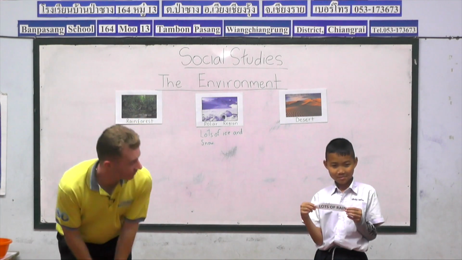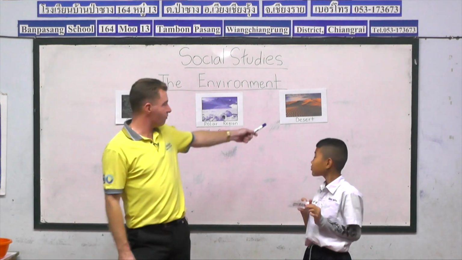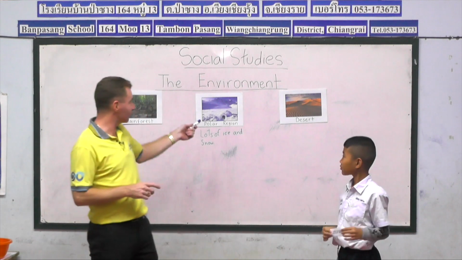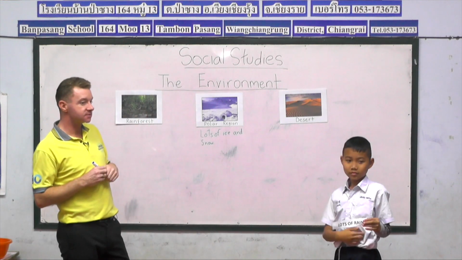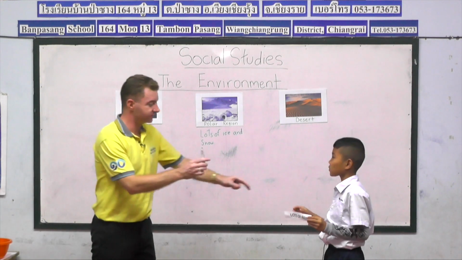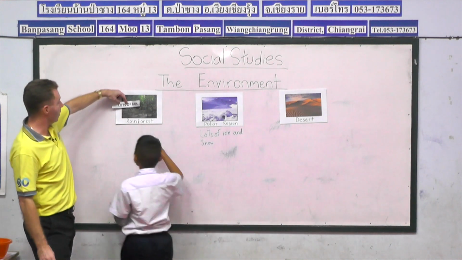So let's say lots of rain. So do we get lots of rain in the desert? No. Do we get lots of rain in the polar regions? Where do we get lots of rain? Rainforest. So over to Bangpon. Can you write the vocabulary lots of?